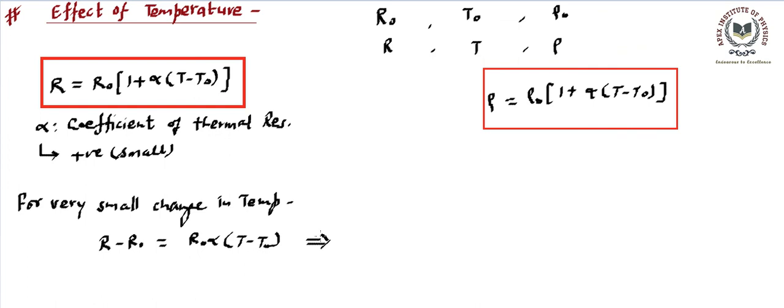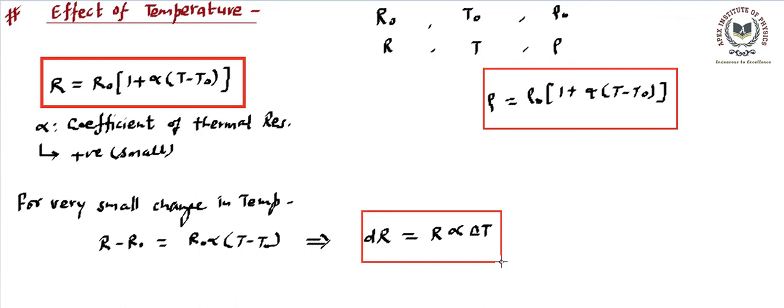So this could also be written in differential format, which is dR. That is, the small change in resistance is going to be the resistance into alpha into dT. Or since this is a small change, this can also be written as R alpha dT. This way we can also write it. Since the change in R is very small, either you write R or R naught, both are going to be the same. So this is the differential expression for change in resistance with temperature. So change in resistance is equal to R alpha delta T, we can use. And if there is a large change, you can use the earlier expression. Generally we use this expression for resistance, and this expression for resistivity.